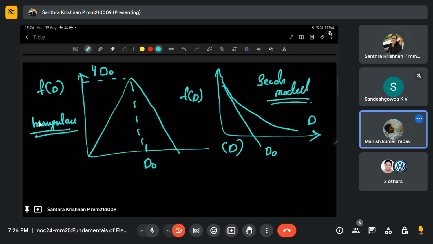Poisson's model helps us in predicting. It assumes that the defects are randomly distributed inside the wafer. That is the case.